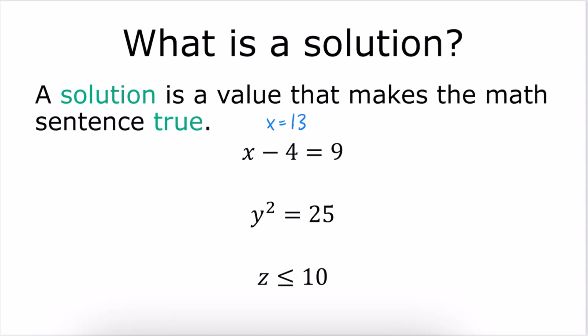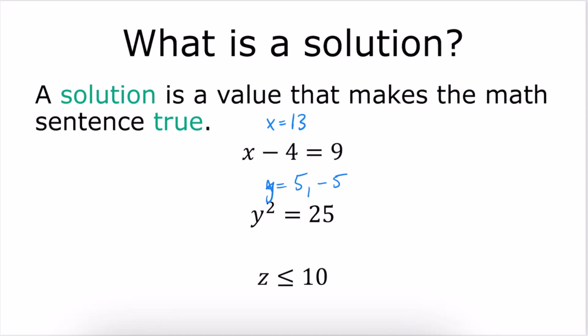In the second equation, though, there are actually 2 numbers that make this true. You could have, not x, you could have y equal 5 because 5 squared is 25. But you could also have it equal -5 because a -5 times a -5 is a positive 25. So that equation has 2 solutions.